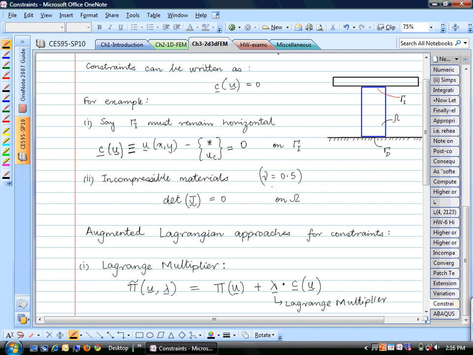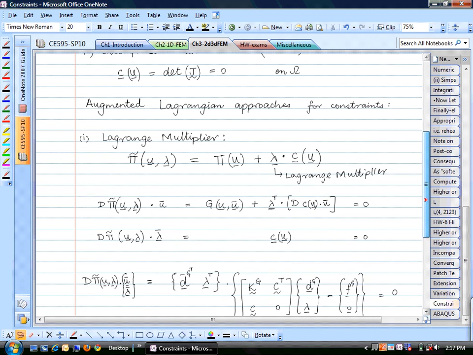Similarly, for incompressible materials, the constraint that we usually have is the determinant of the Jacobian, which measures how much the volume change or the area change or length change is. That is the constraint, which is a function of u, because the Jacobian itself is a function of u. That has to be 0 at every point in the domain. So let's say I have some sort of rubber material here. What I'm saying is the determinant of J has to be 0 everywhere in the domain. That is a constraint.